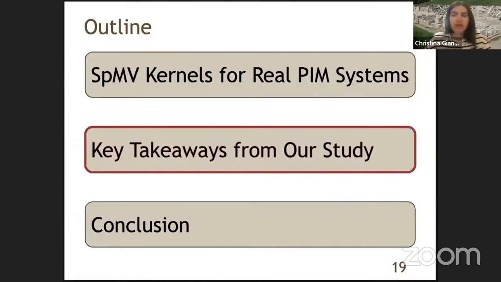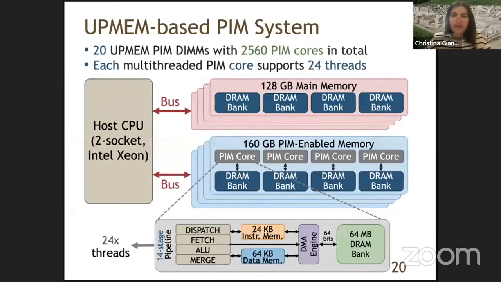So let's now take a look at the most important key takeaways of our analysis. This is the real UPMEM PIM system that we use in our evaluation. It includes 20 UPMEM PIM DIMMs that are connected to a host CPU, and we have in total 2,560 PIM cores. Each PIM core is located close to a DRAM bank and can support up to 24 threads.